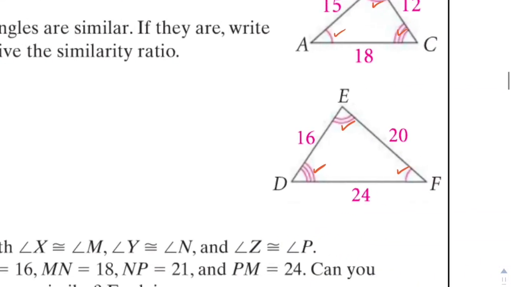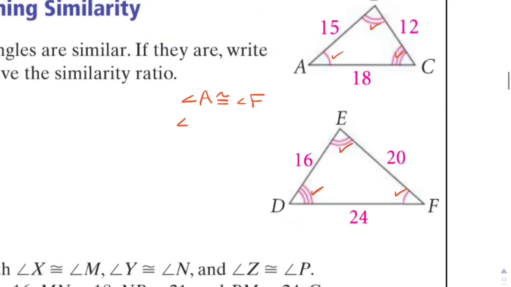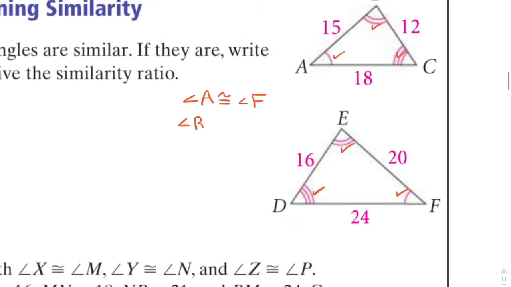I'm going to write that angle A is congruent to angle F, and angle B is congruent to angle E, and angle D, I'm sorry, I jumped to the wrong one, ABC, so angle C is congruent to angle D.